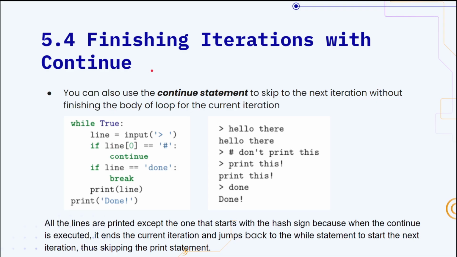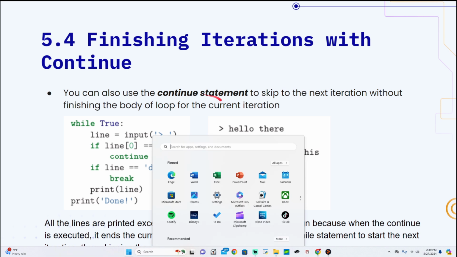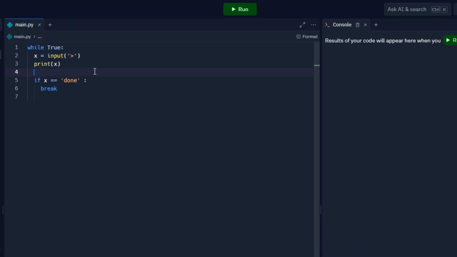So another important statement that we must understand is the continue statement in these iterations. So the continue statement skips to the next iteration. So we could replicate this in Replit. So let's say I didn't want to completely break this while loop, and instead I wanted to maybe just skip to the next iteration or the next loop in this while statement. So what I would do is I would use a continue statement.